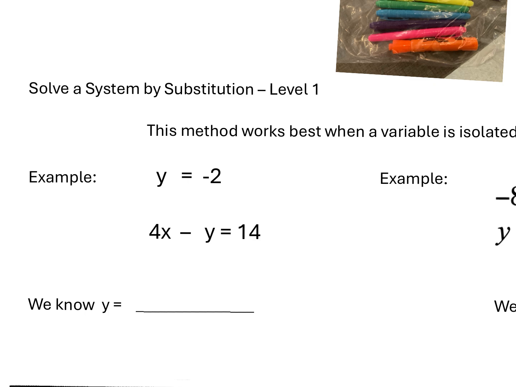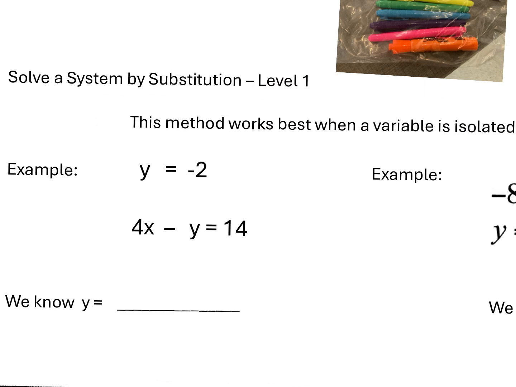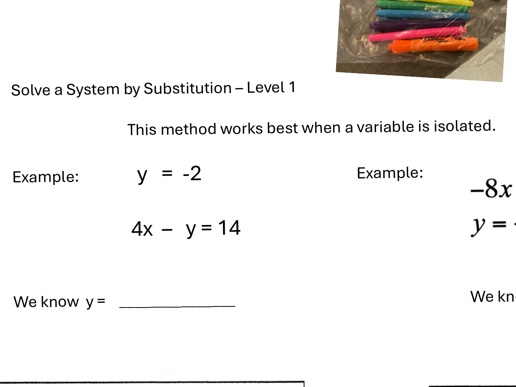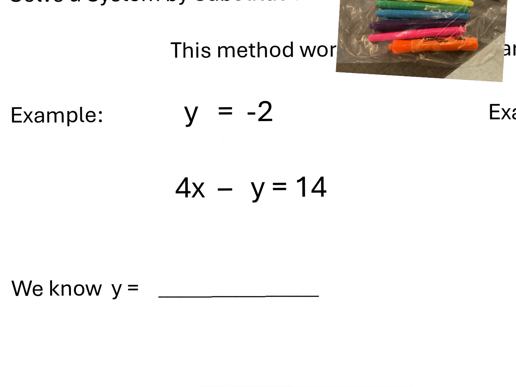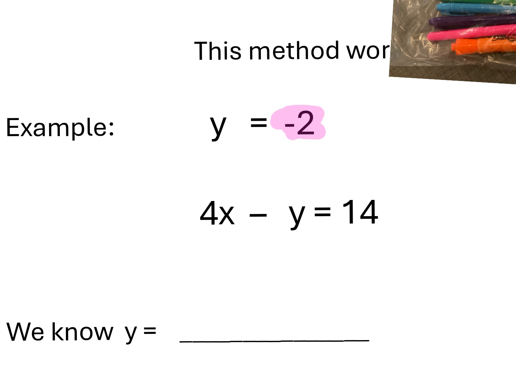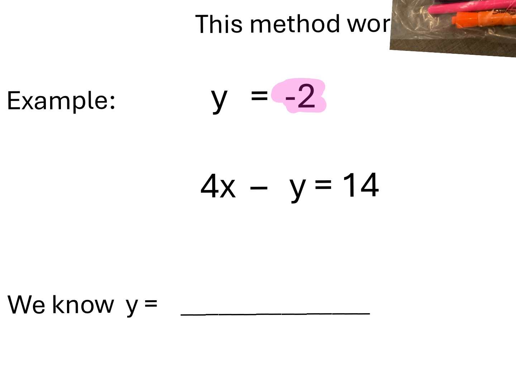So example number 1. Oh yeah, and it's important to note that this works best when you've got a variable that's isolated, which remember means by itself, okay? So in example number 1, I have a variable that's all by itself. I have the equation y equals -2. So everybody color that y equals -2. What color? It doesn't matter. I'm going to do pink, but if you want to be consistent, you can. There we go. All right.